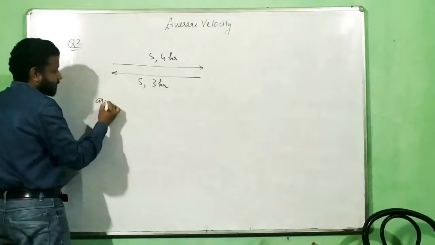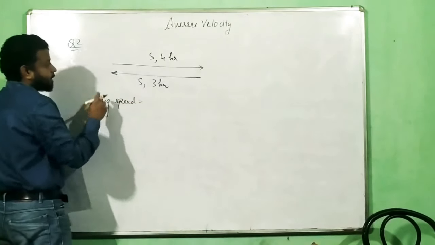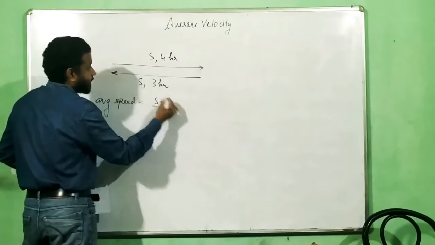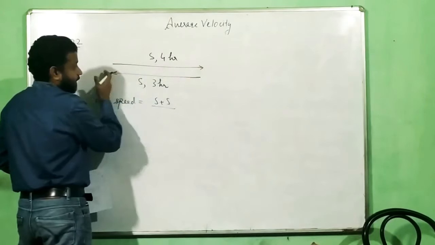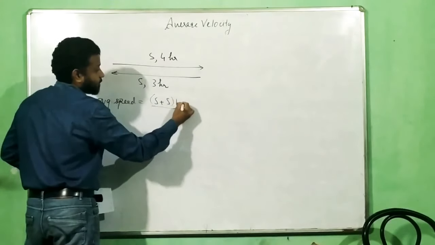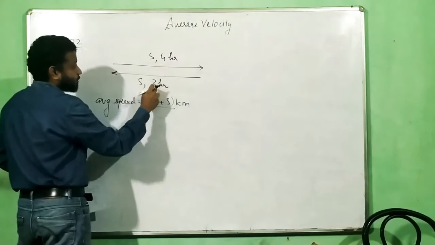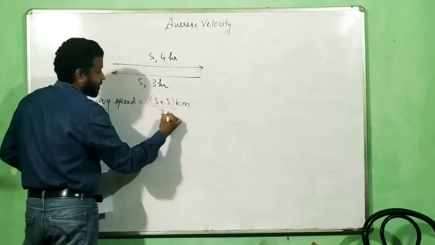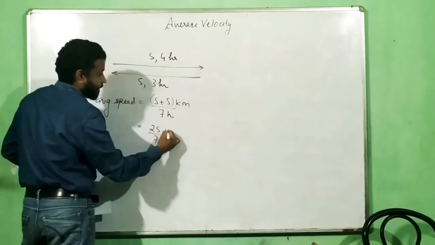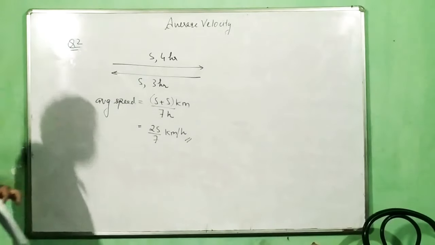So in this case, this is a very easy question. Average speed will be equal to total distance. Total distance is S plus S: S forward journey, another S backward journey. So S plus S, and this S is in kilometers, so you can write kilometer over here. And then total time. Total time is 4 plus 3, 7. So this is your 7 hours, and hence your answer is 2S by 7 kilometer per hour. This is your answer. Write it.